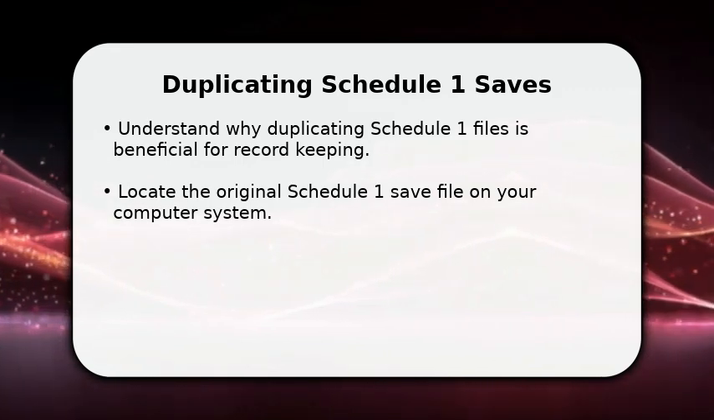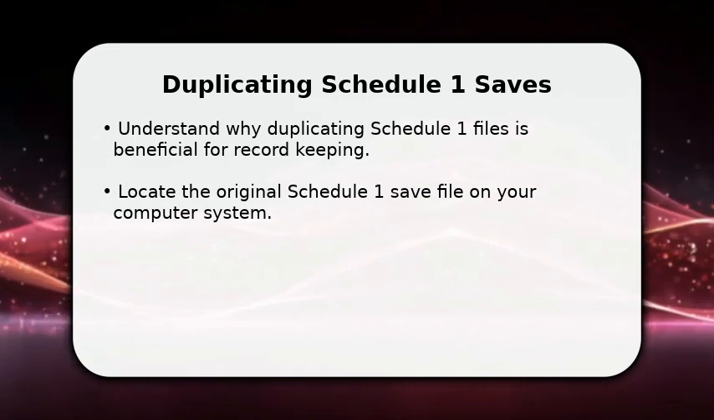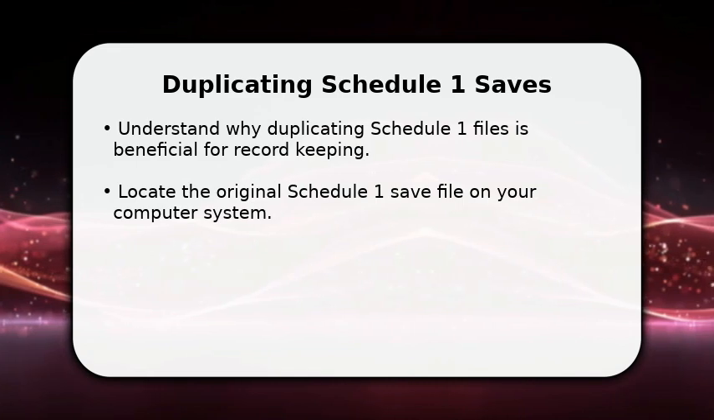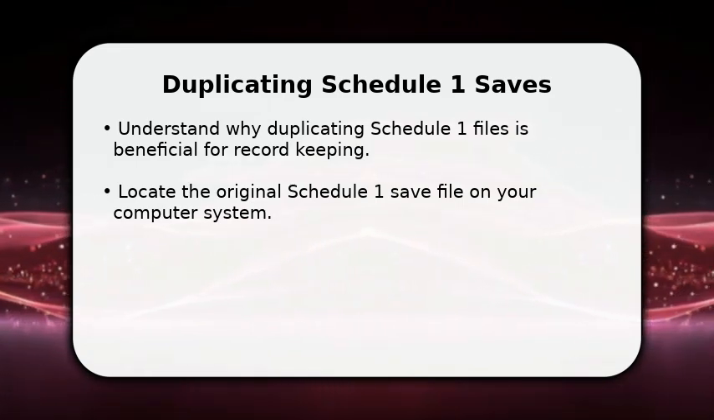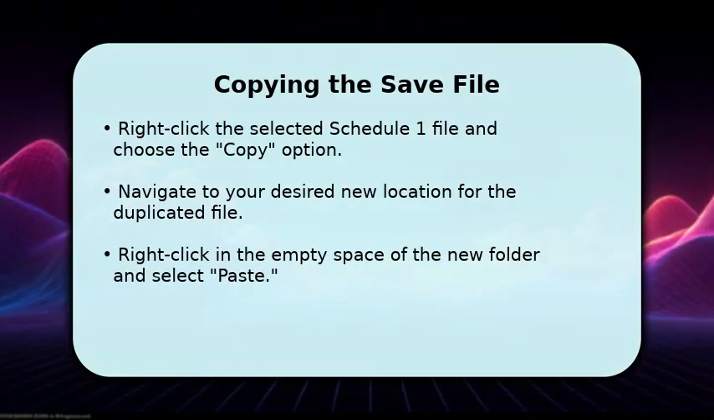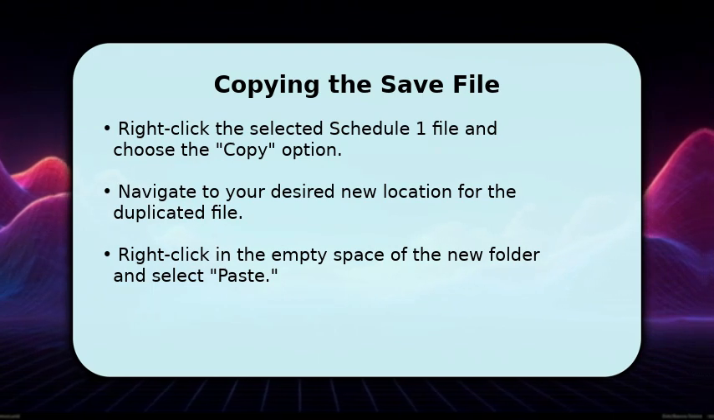Duplicating these files helps maintain original records while allowing for modifications or testing different scenarios without risk. It's a simple yet powerful organizational technique. Once you've located your Schedule 1 file, right-click on it and select Copy from the context menu.